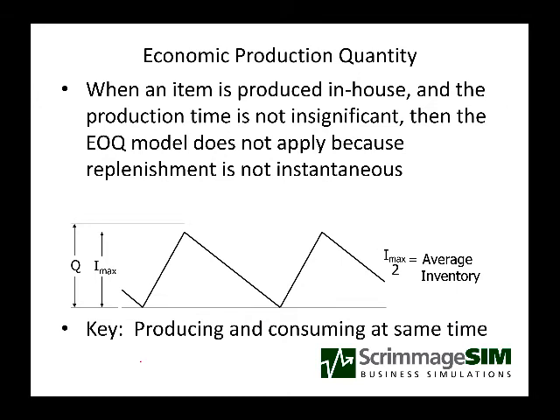Again, because the items don't show up instantaneously, the maximum inventory level is less than the production quantity because we are consuming these products as we are building them. What we want to get first is the average inventory. We want to find I max divided by 2 because we're going from 0 to the maximum back down to 0 in a linear fashion. Again, this is an idealized problem. We're not assuming any variability in production or demand, so it's going to be a simple matter to get the average inventory once we know the maximum inventory. And the key is we're producing and consuming at the same time.